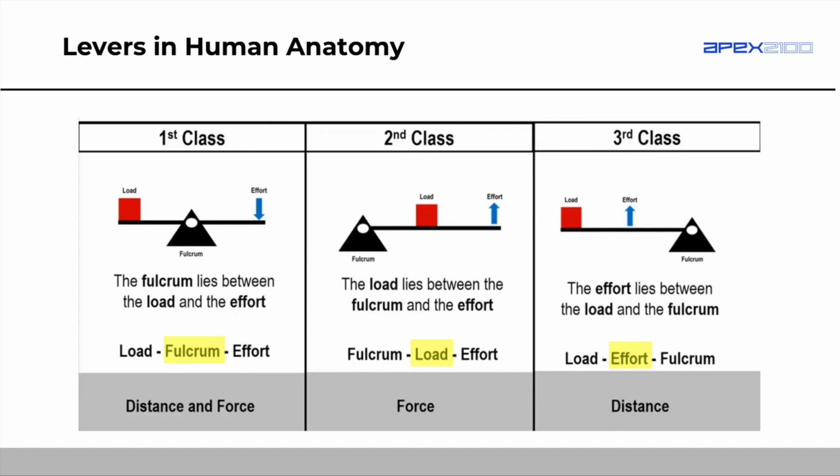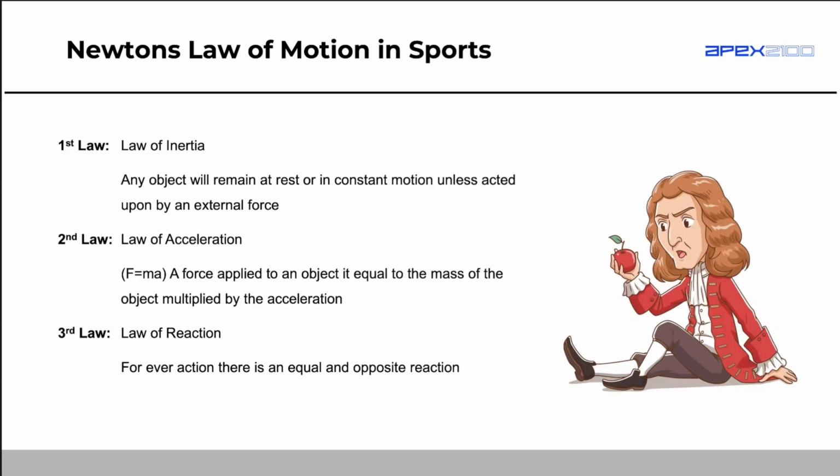First class levers can produce distance and force. Second class levers are our forceful levers. Third class levers mainly produce distance, and they're the most common in the body. And we'll talk about some examples in class. All right, we're almost there. So Newton's laws of motion in sport. Hopefully you've got some base knowledge of this topic from if you've done some sort of a physics course before, but we're going to explore a little bit further today.